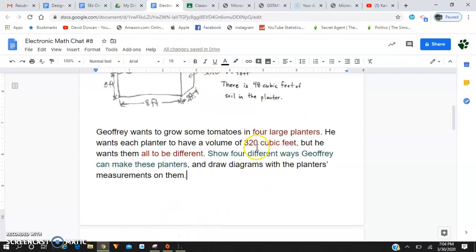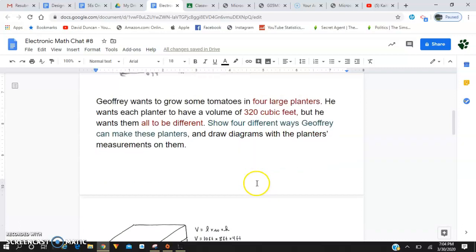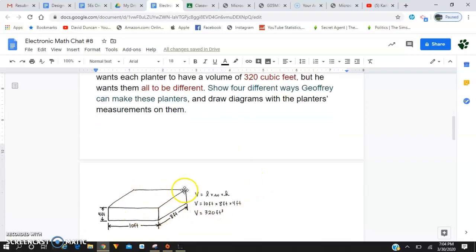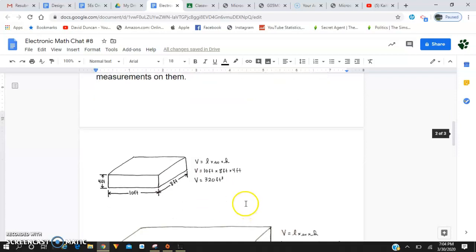So, I need to come up with 4 different ways to multiply length, width, and height that will get me 320 cubic feet. Again, I went and I drew diagrams, took pictures of them, uploaded them. You do not have to do that. If you just want to type your work in right here, volume equals length times width times height with your different dimensions, you're more than welcome to do that.